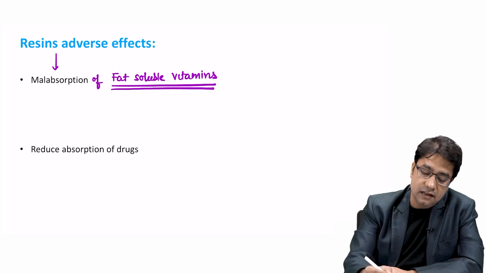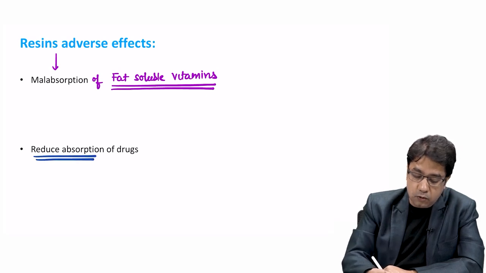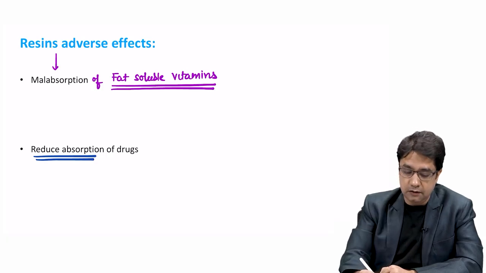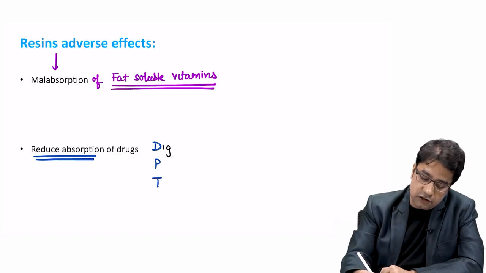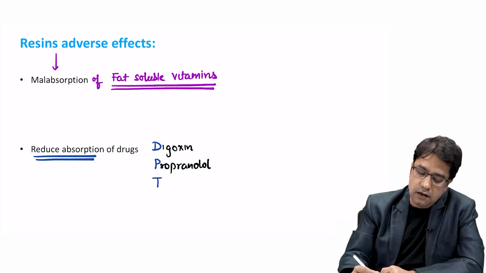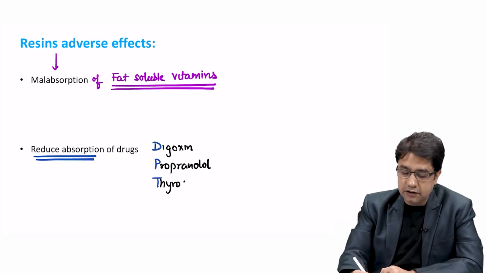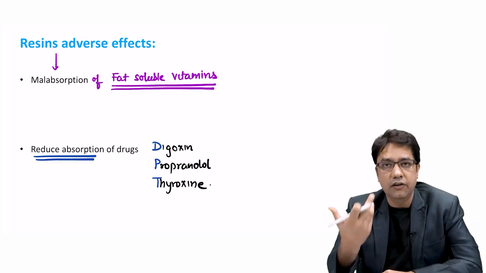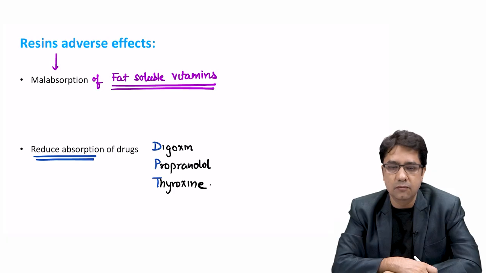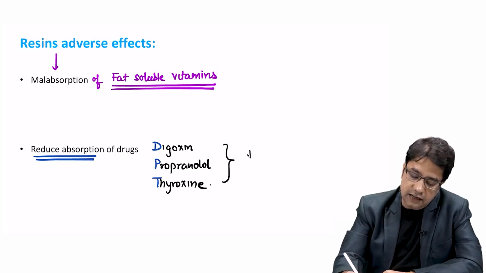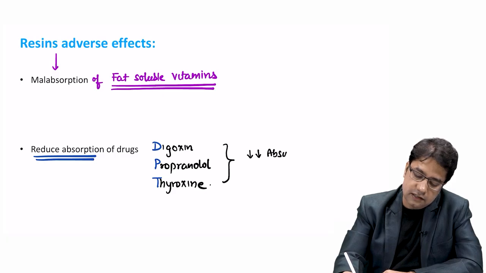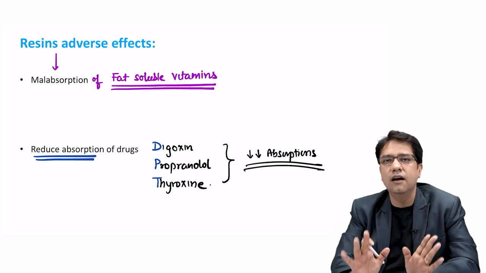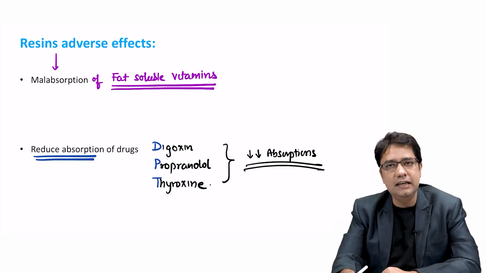Now, apart from this, there are certain drugs which require bile for their absorption. Let's write the names of 3 drugs: DPT. First is digoxin, a drug for heart failure, propranolol, a beta blocker, and thyroxine hormone. A patient of hypothyroidism might be taking thyroxine hormone. So decreased absorption of these drugs can occur with resins. So they can show a lot of drug interactions, a rarely used drug nowadays. Now, we use statins more.